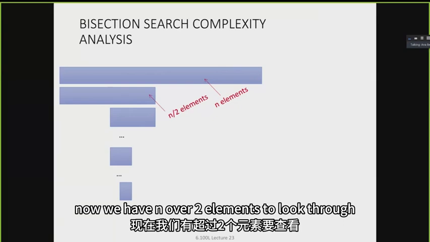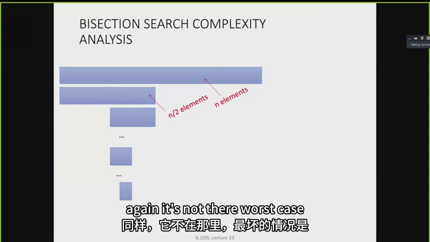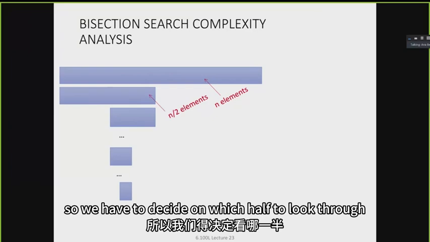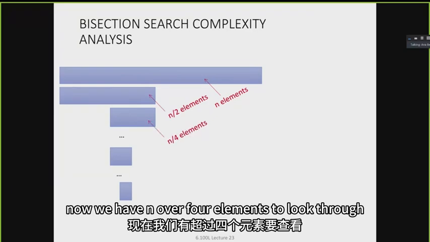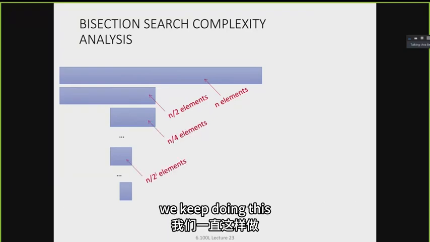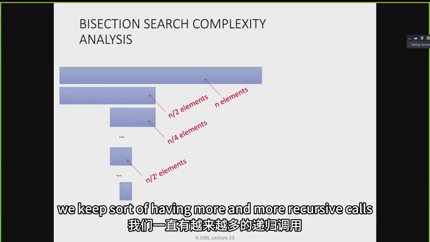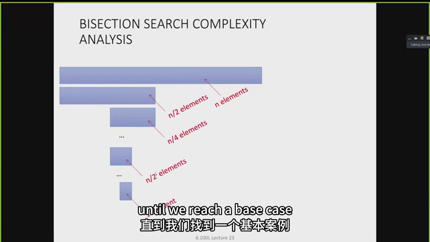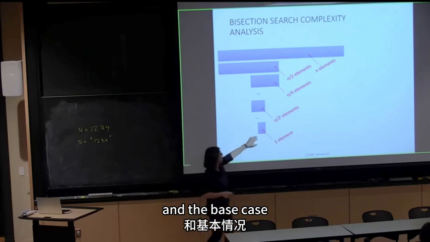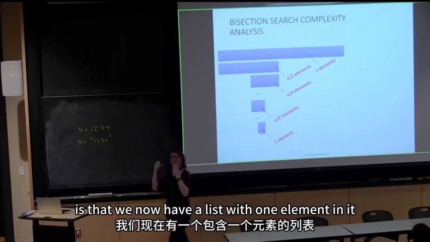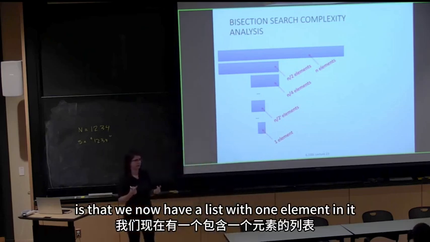Now we have n over 2 elements to look through. Again, it's not there, worst case, so we have to decide on which half to look through. Now we have n over 4 elements to look through. We keep doing this. We keep having more and more recursive calls until we reach a base case.